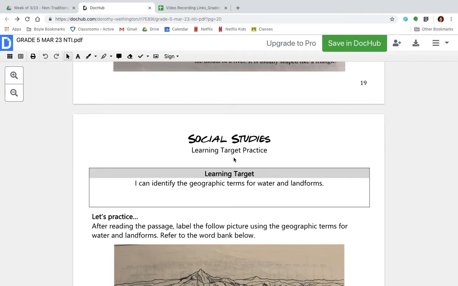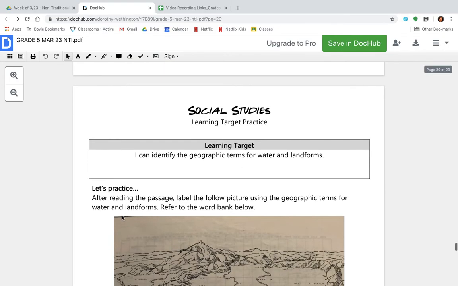Social Studies Learning Target Practice. Learning Target: I can identify the geographic terms for water and landforms. Let's practice. After reading the passage, label the following picture using the geographic terms for water and landforms. Refer to the word bank below.